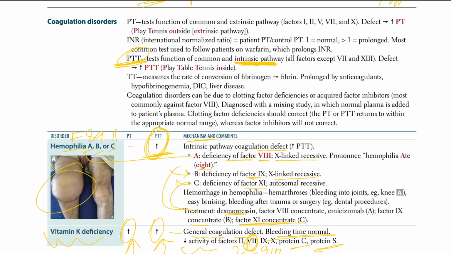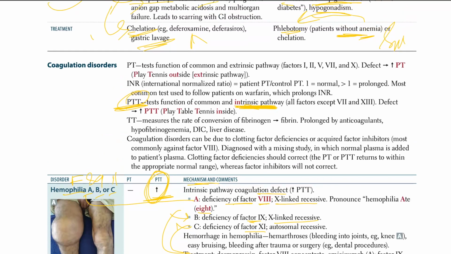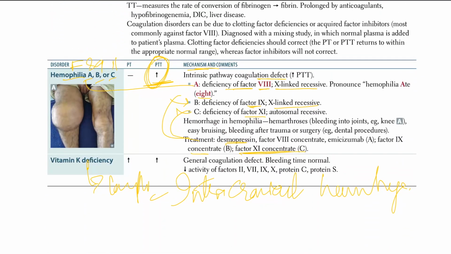Okay, what are the complications? They will ask you, what are the complications of vitamin K deficiency? Well, the complication is intracranial hemorrhage. Also profuse bleeding from the GI tract, the umbilicus, and the surgical site.